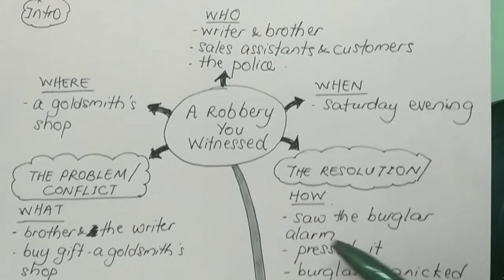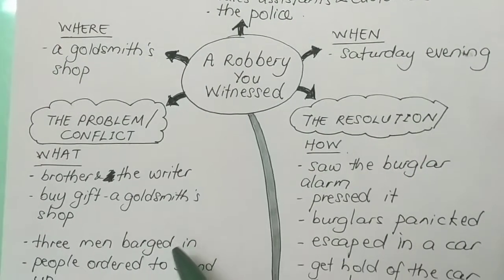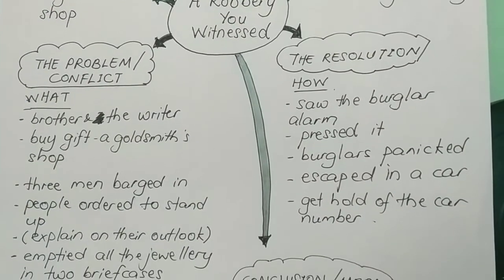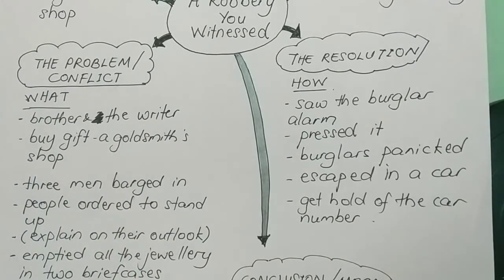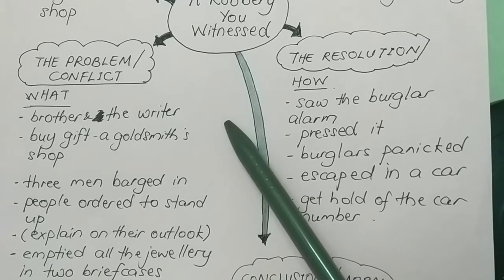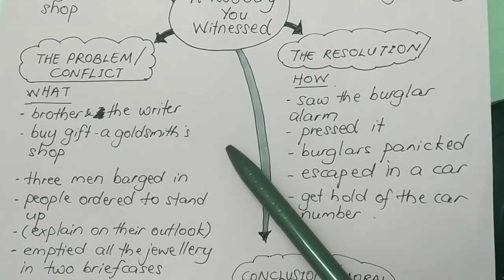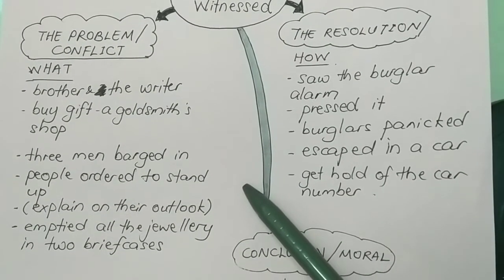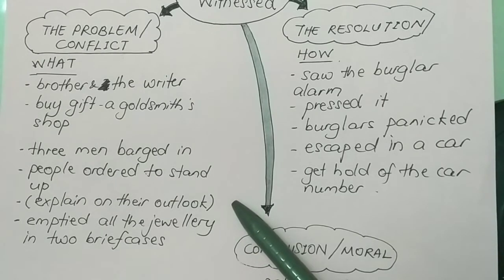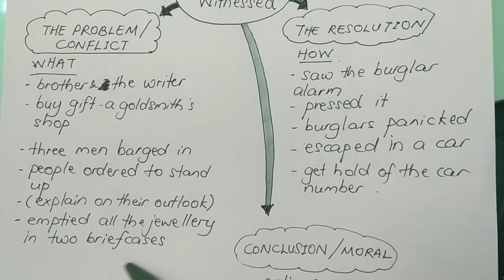And here, the problem or the conflict that happened in the middle of the story will be this, asking yourself the question of what. So here, the brother and the writer would like to buy a gift from a goldsmith shop, and 3 men barge in, and people were ordered to stand up, and you can actually describe their outlook, their appearances. And they emptied all the jewelry into 2 briefcases. And of course, if you want to add on, go ahead.